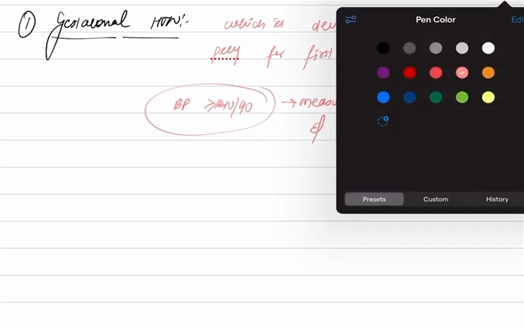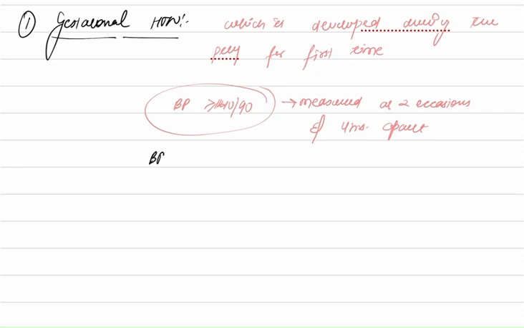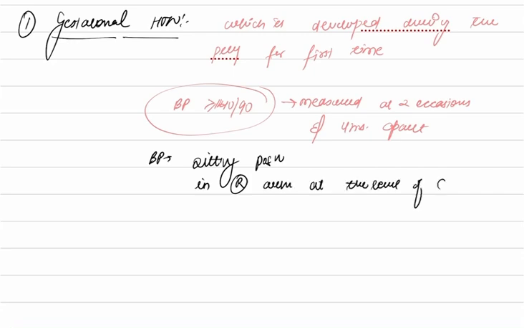Basically, how to measure BP? BP should be measured in the sitting position in the right arm at the level of the heart, and the cuff should be encircling at least 80% of the arm.